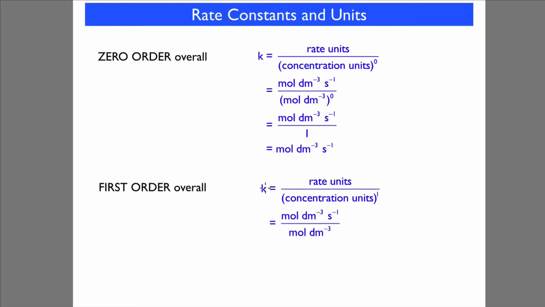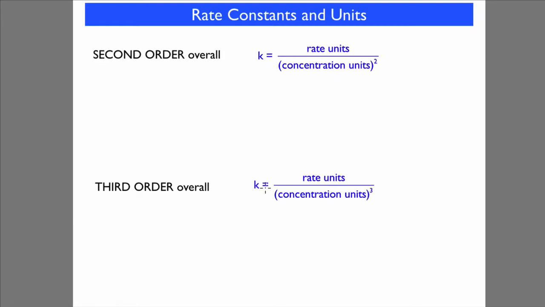For first order, we've got moles per decimeter cubed per second over moles per decimeter cubed. The moles per decimeter cubed just cancel out, leaving you seconds to the minus 1. For second order overall, we've got moles per decimeter cubed per second over moles per decimeter cubed squared. Let's expand that. So you've got it over moles squared decimeters to the minus 6. Cancel those out. You get moles to the minus 1, decimeters to the power of 3, seconds to the minus 1.